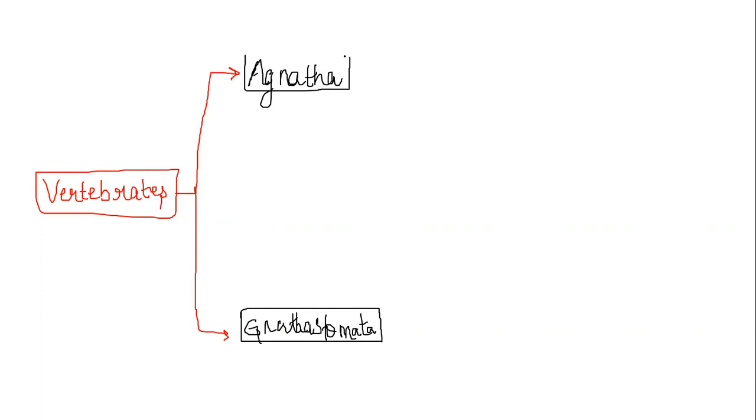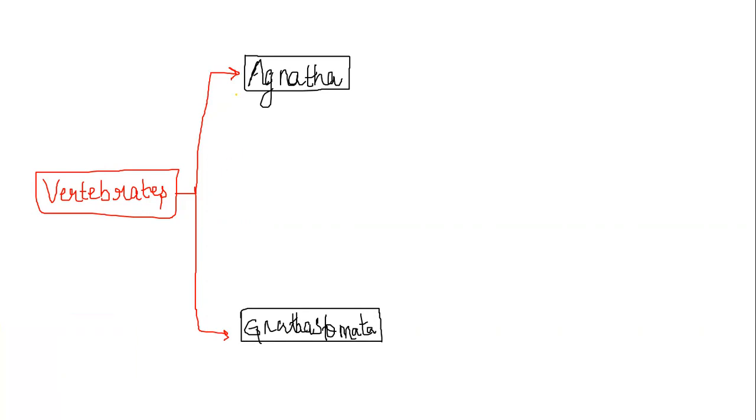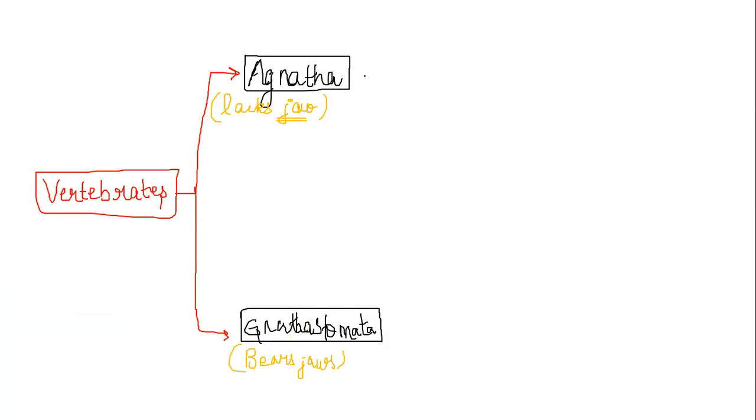Now a doubt will be there. What is Agnatha and what is Gnathostomata? We will tell that right now. Agnatha means those organisms that lack jaws. The organisms belonging to the group Agnatha do not have jaws, whereas Gnathostomata means they bear jaws. So that is the first classification.